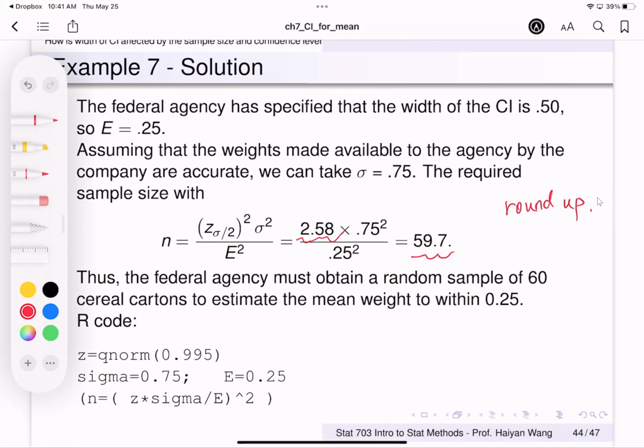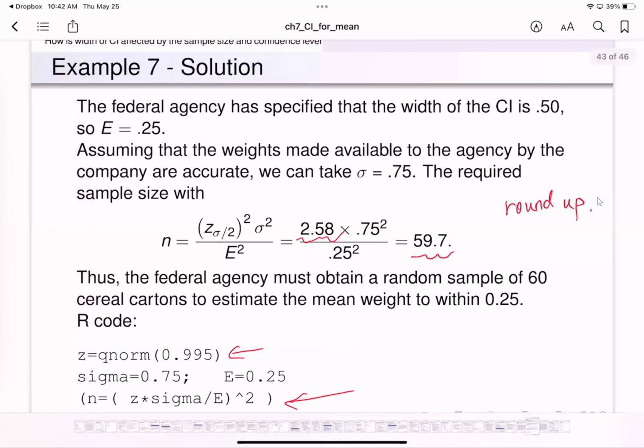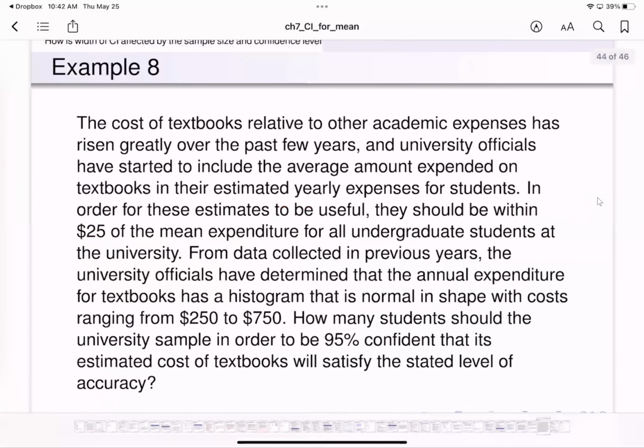Okay, so if you compute the whole thing in R, first write the Z is the qnorm, and then the sigma and the E, and then you put the formula in there. That'll give you the sample size computation. Okay, so that's the sample size example.